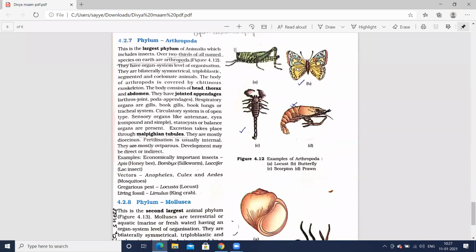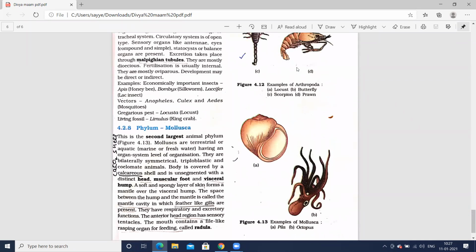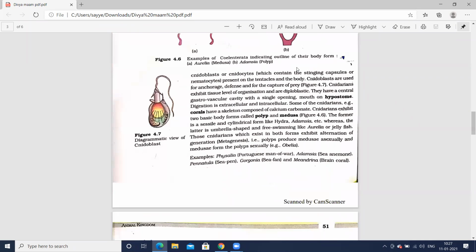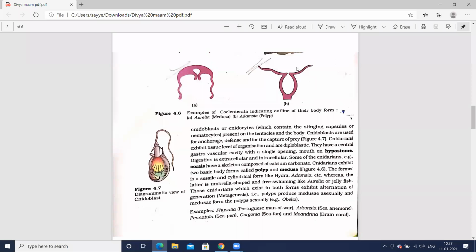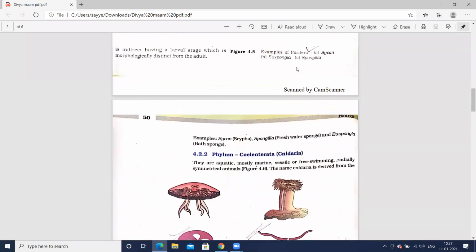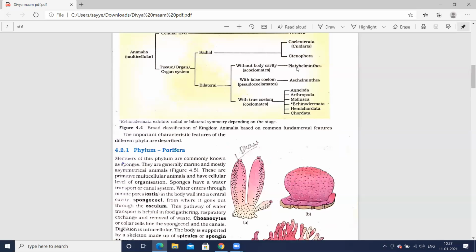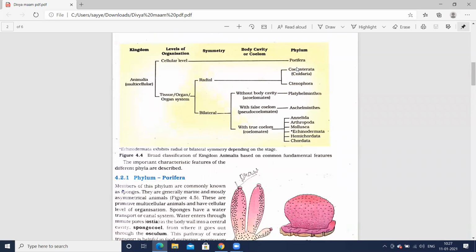The word arthropoda comes from arthro and poda. Arthro means joint. And poda means appendages. So they have jointed appendages. The largest phylum in terms of number is which one? Arthropoda. Now, if you see this table, this is kingdom Animalia.